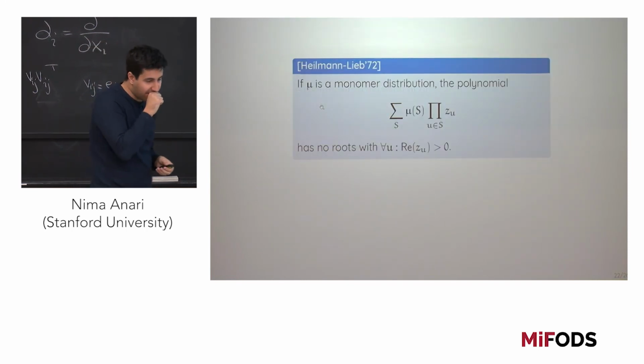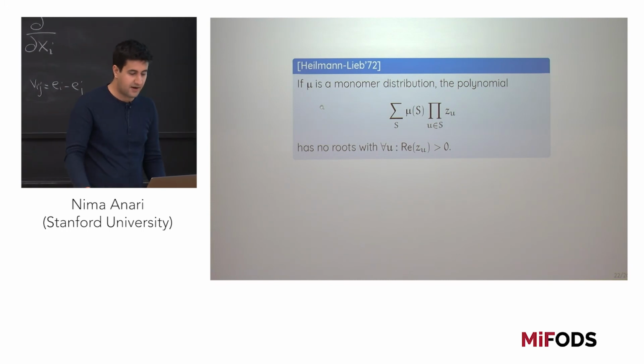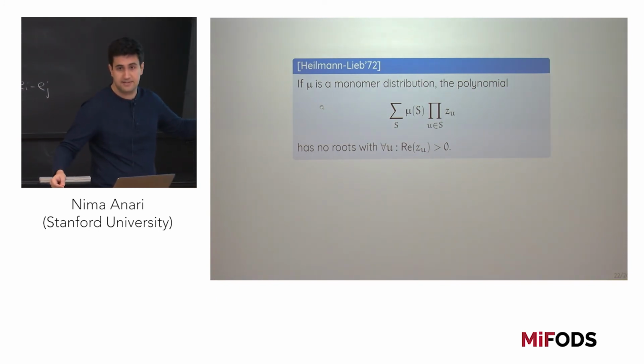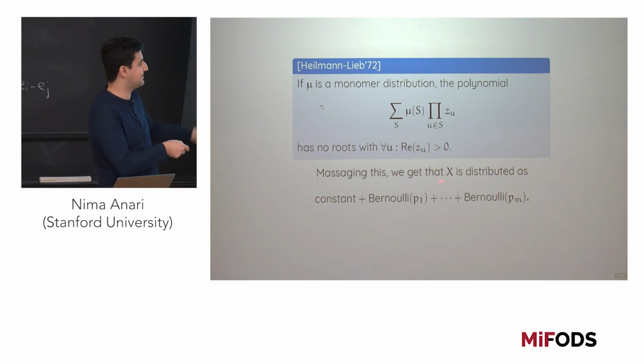Now, the thing we know about the monomer distribution is this result of Heilmann and Lieb from many, many years ago, that if you look at the generating polynomial of the monomer distribution, it has a special property that's usually called Hurwitz stability. So it says that when you plug in complex numbers with positive real parts, you never get a 0. Okay? So just by massaging this fact, you can get the fact that the distribution of this variable x that we cared about is just constant plus a bunch of independent Bernoullis. Okay, so it's an exercise. It's an involved one, but you can do it.